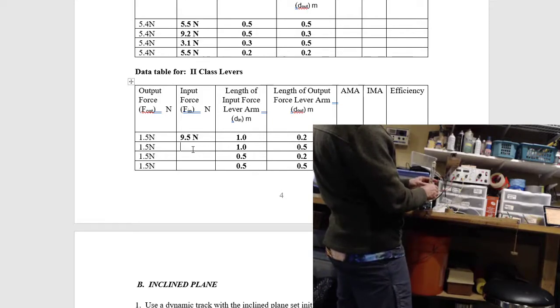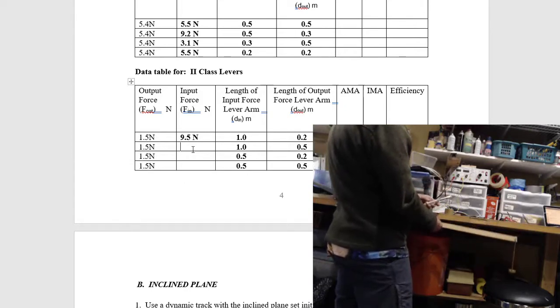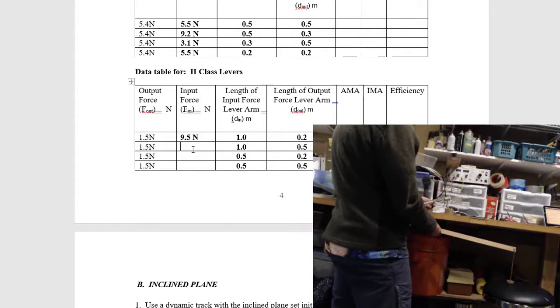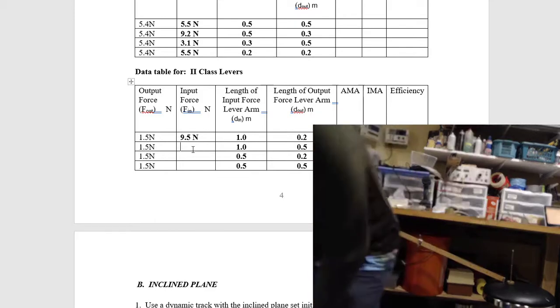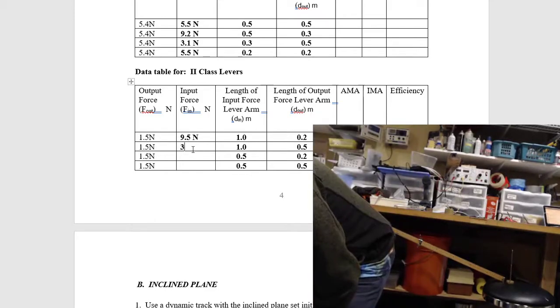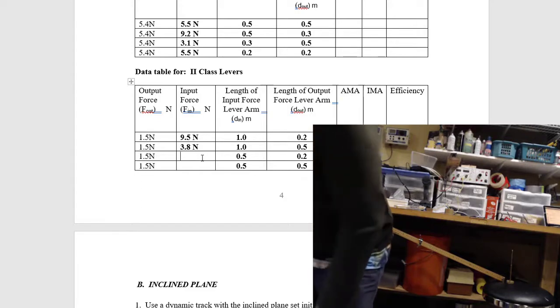Okay, here it's a little bit more modest. See about 3.8 newtons. Okay, 3.8 newtons. I'm going to write that in. Now it wants me to adjust the points at which I have the output force.